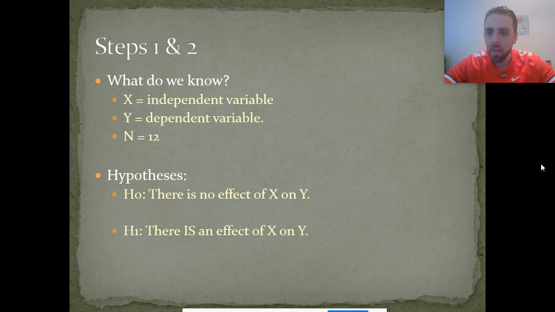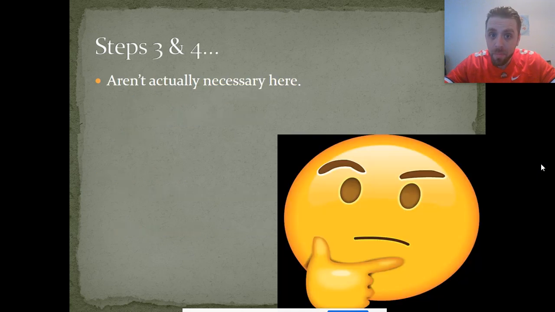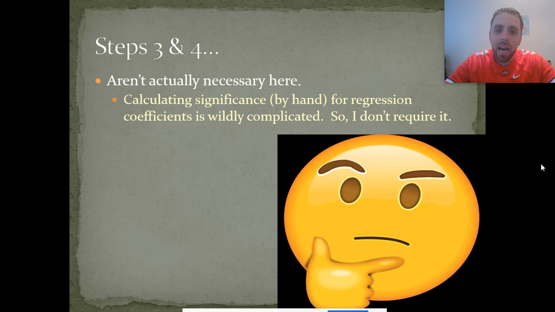And now, here's my Easter present to you. In terms of step 3 and 4, you don't actually have to do any of it. But I'll tell you why. I want you to understand why you're not required to do it. It's not that this is skipped. It's not that this is unimportant. It's because if you calculate significance by hand, that's a wildly, wildly complicated process. And the computer can do it for us very easily.